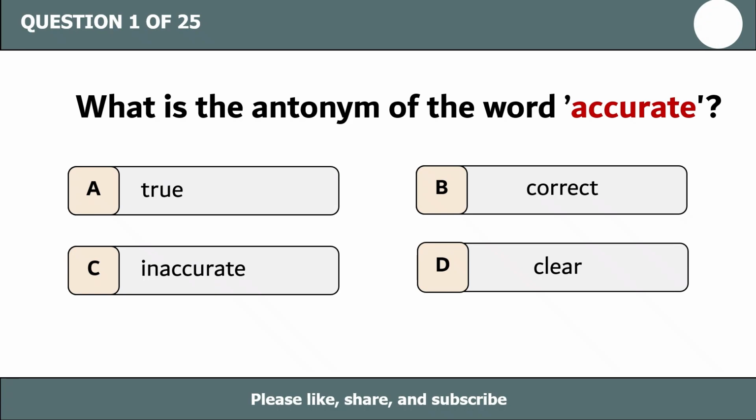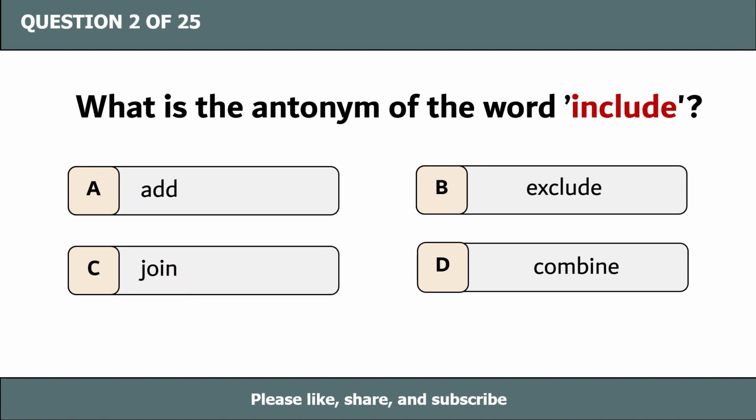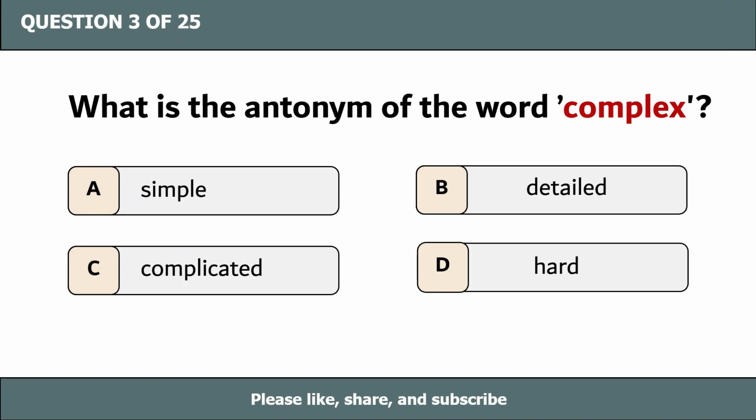The correct option is C. Inaccurate. Question 2. What is the antonym of the word include? The correct option is B. Exclude. Question 3. What is the antonym of the word complex?